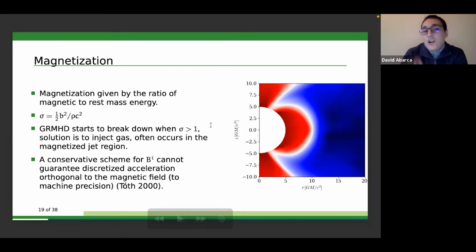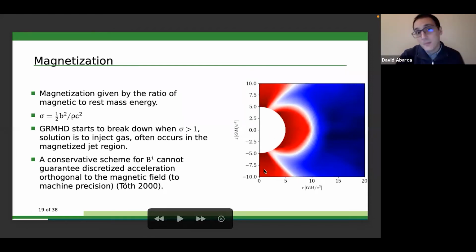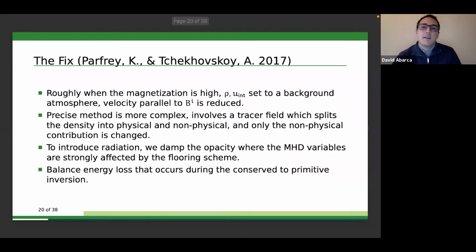GRMHD codes or GRRMHD codes, these general relativistic magnetohydrodynamics codes, start to break down when this magnetization is larger than 1. So we really need to use these methods in order to get these regions not to explode, basically. Okay. I can say a little bit how the method works.